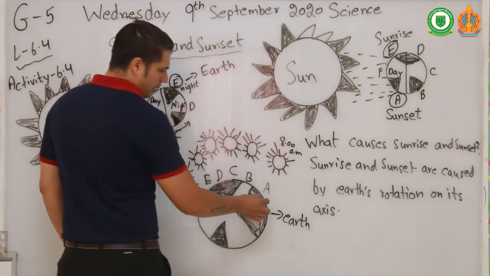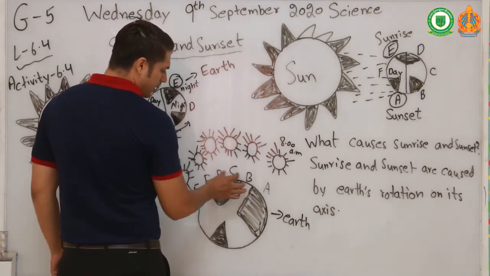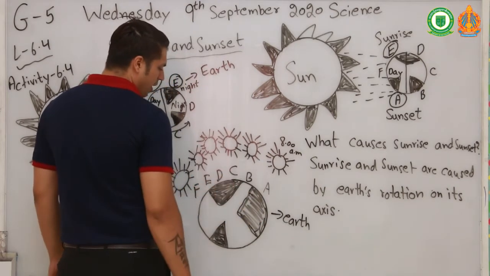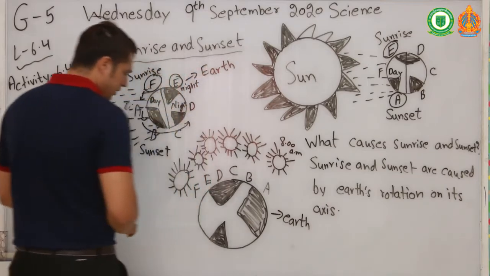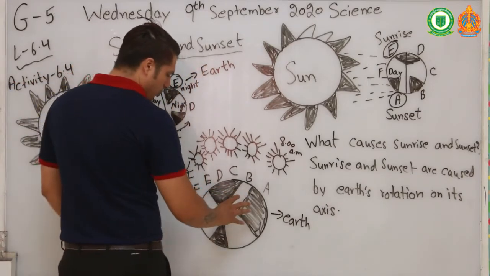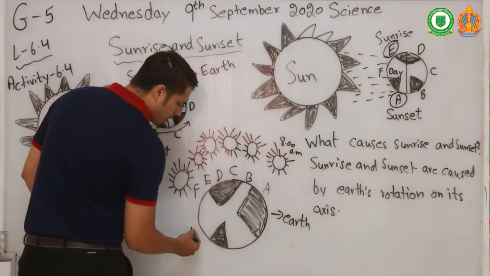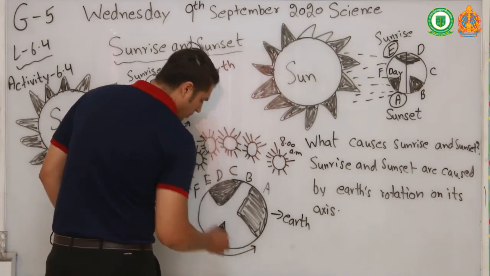A, B, C, D, E, F. The Earth spins this way.